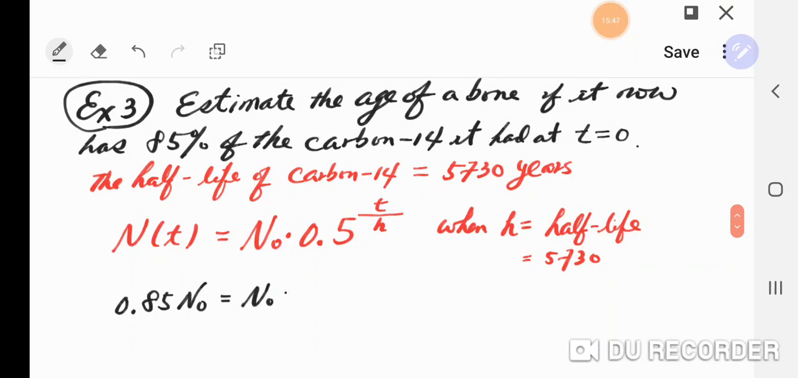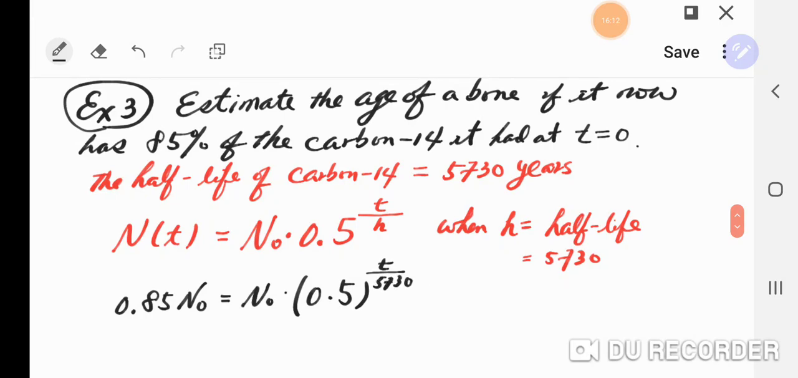So N0 times, okay, now the base is 0.5. The base is 0.5 because this is half-life. So every 5,730 years, the amount will be reduced by half. And multiply by T over H. H is the half-life of carbon-14.